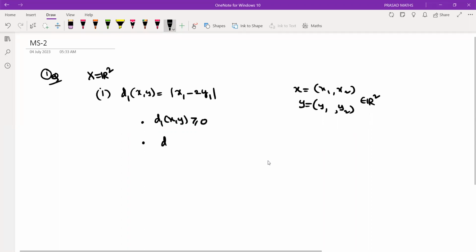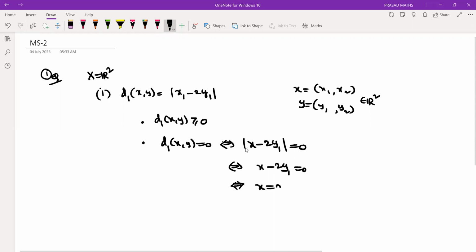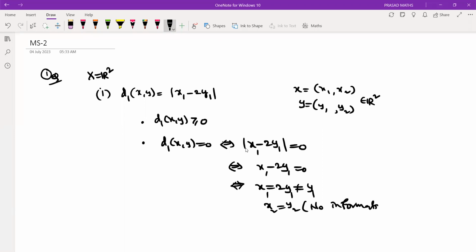What is the second property? Distance is 0. What is the definition? Mod of x1 minus 2y1 is equal to 0. But mod is 0 if and only if x1 minus 2y1 is equal to 0, that is, if and only if x1 is equal to 2y1. But which is not exactly equal to y1, and I don't know whether x2 equals y2 or not. I have no information about this.